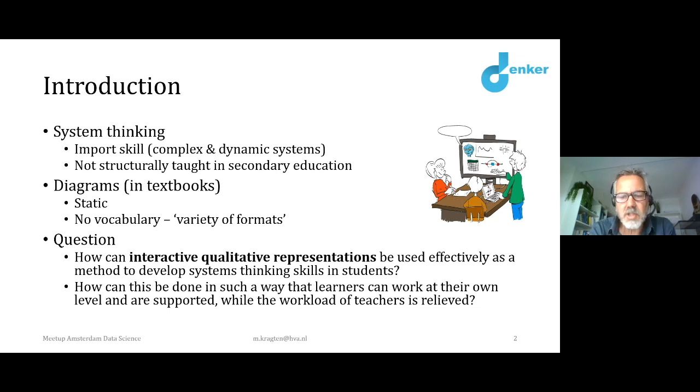The second question is, while they work with the interactive qualitative representations, can we do it in such a way that learners can work at their own level, and are supported while working on the representation, and the workload of the teacher can be relieved? That's the goal of the project.